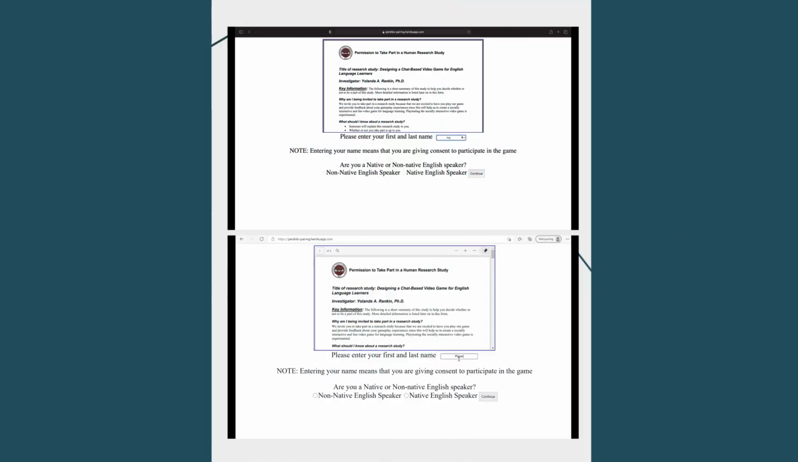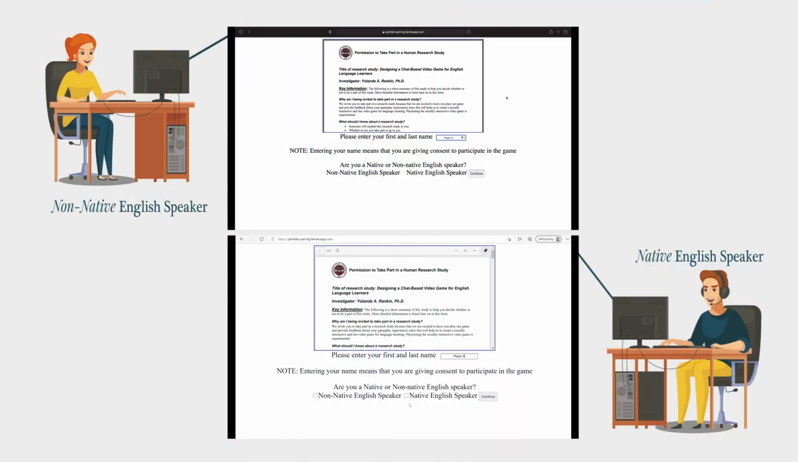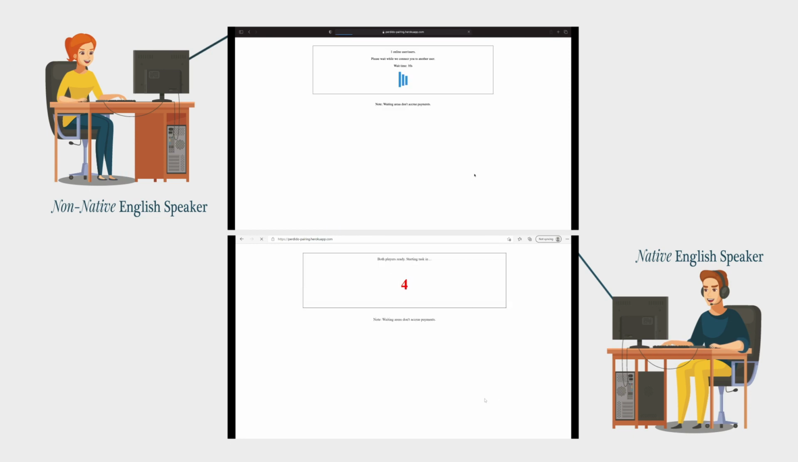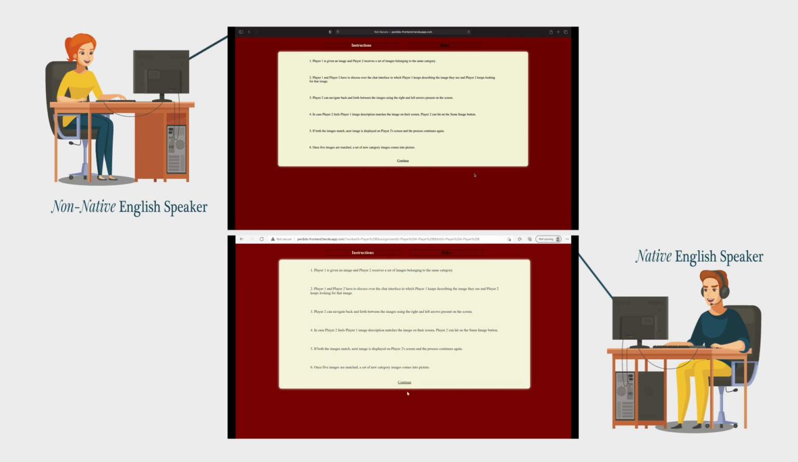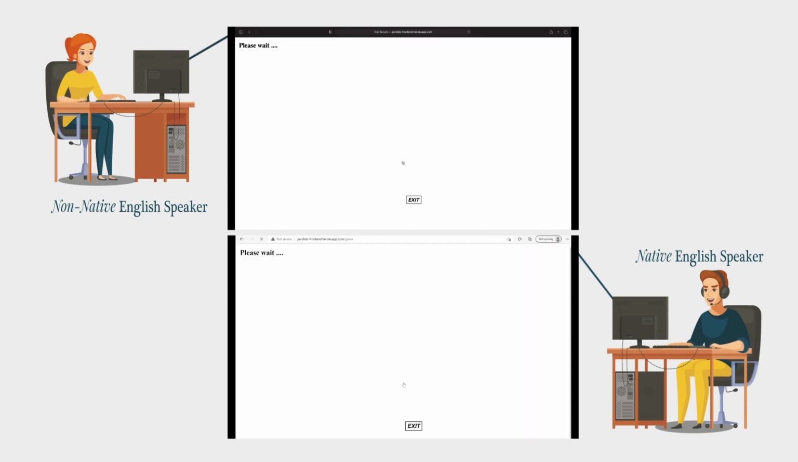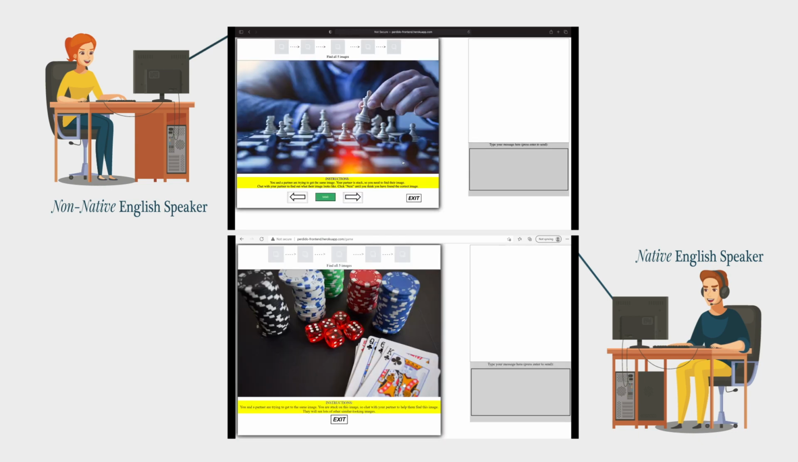We will now observe a game between a non-native English speaker and a native English speaker. The way this game is played is that both players will state their name, whether they are a non-native English speaker or a native English speaker, and press continue. Once they have read the directions and the rules, they can begin.